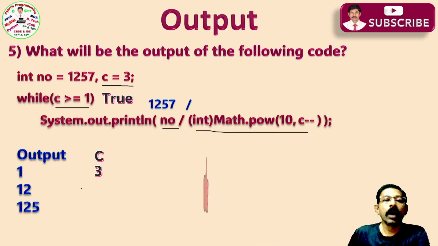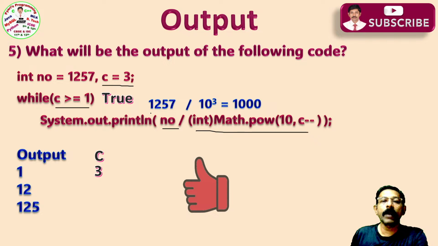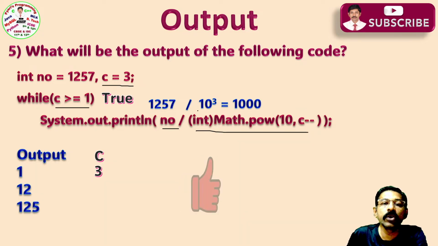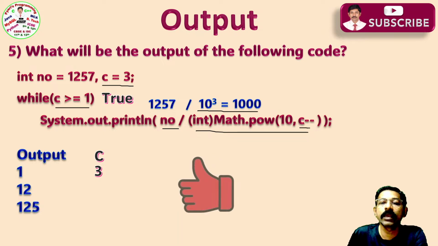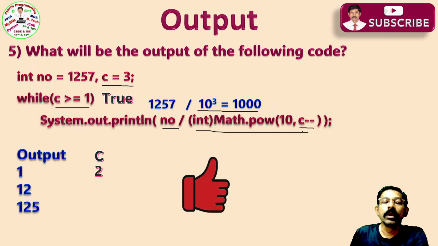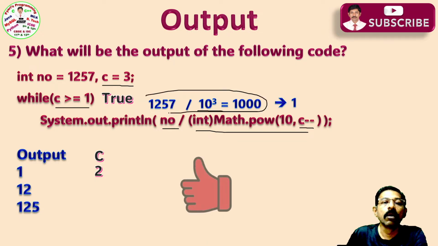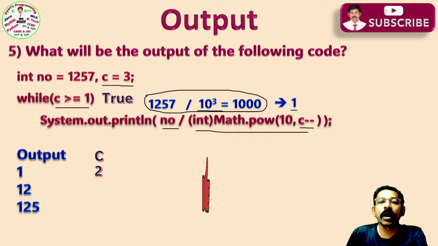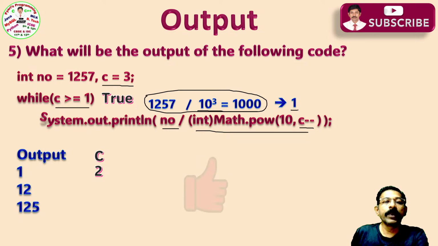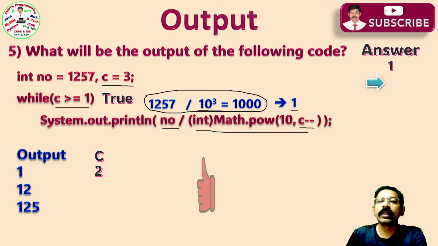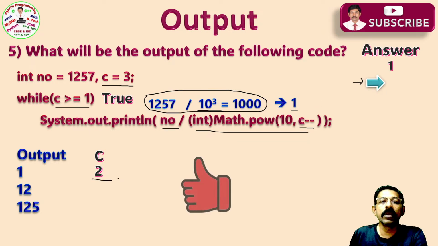So here, NO value is 1257 divided by 10 to the power 3, which after executing this one, it will subtract the value of C, which will make it 2. Thereafter, it will evaluate this complete one, where we'll get 1. So print ln 1, we'll get 1. After that, it will take the cursor to the next line. Then again, C value was 2. 2 is greater than equals to 1, condition true. Again, I will evaluate this one.